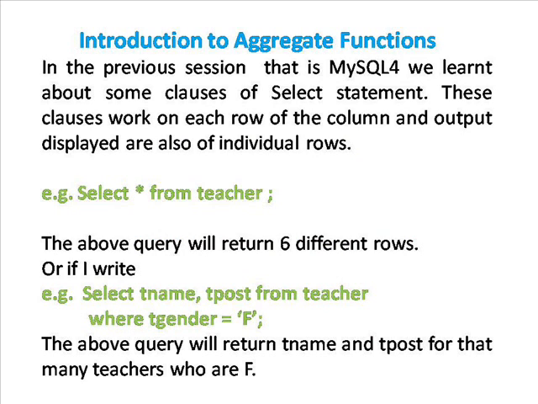In the previous session, that is in MySQL 4, we learned about some clauses of the select statement. These clauses work on each row of the column and the output displayed is of individual rows. For example, if I have 6 rows in table teacher and I use the statement select star from teacher, the query will return 6 different rows.